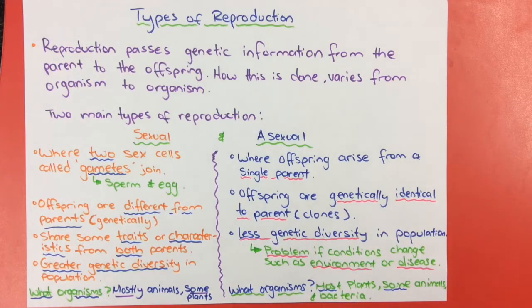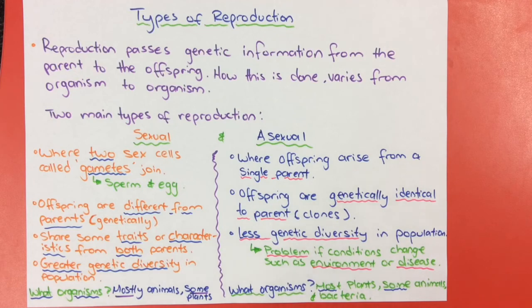Asexual reproduction is quite different though. That's where offspring arise from a single parent, so they don't need a male and a female part. Offspring are genetically identical to the parent, so you can think of them as clones. They're exactly the same in every single way as their parent. The problem with this is that there's a lot less genetic diversity within that population.